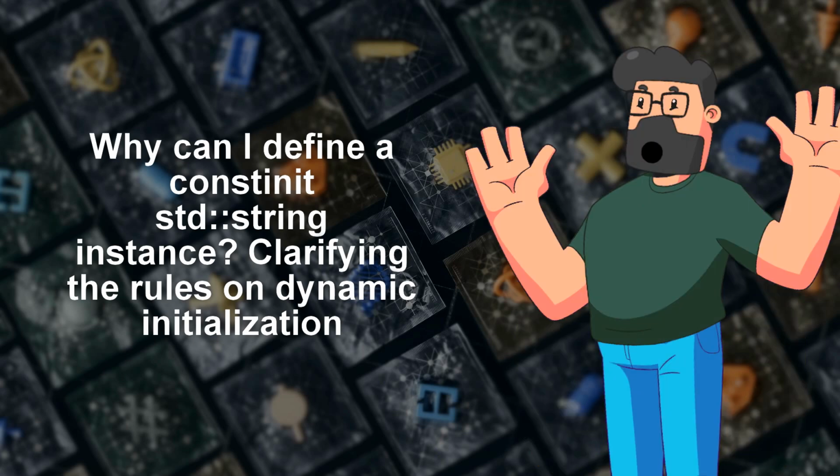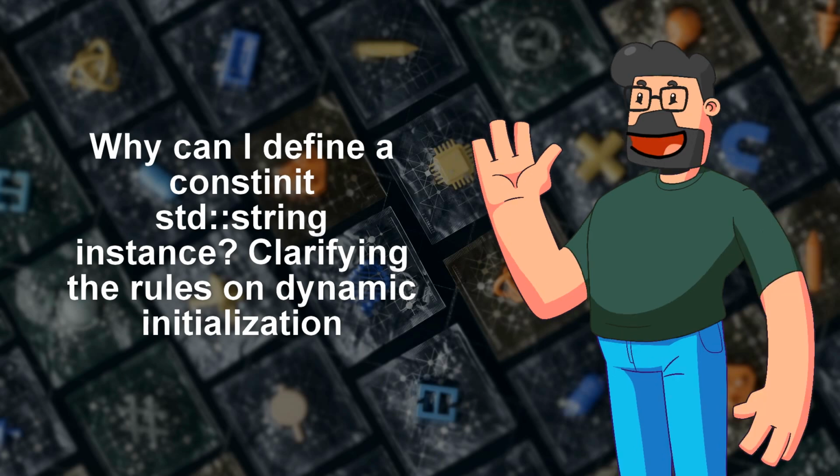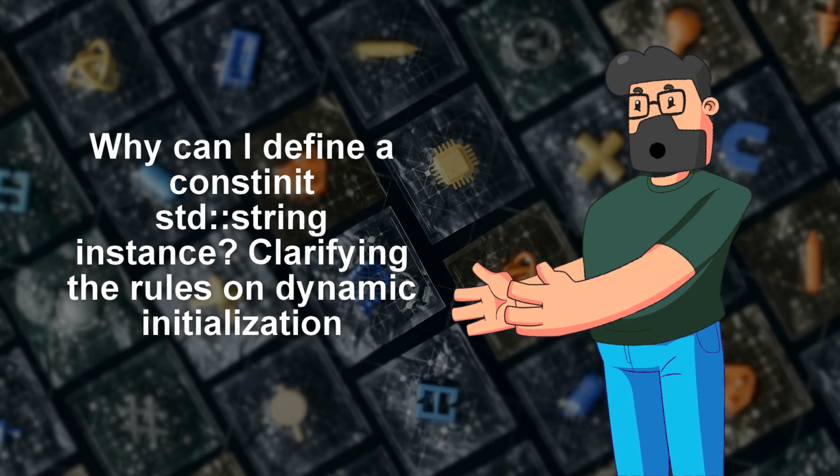Hey there! Today we're diving into an interesting problem that involves a concept in C++20 called constinit. The issue at hand revolves around the initialization of a string variable using constinit, which typically poses a problem due to potential dynamic memory allocation.